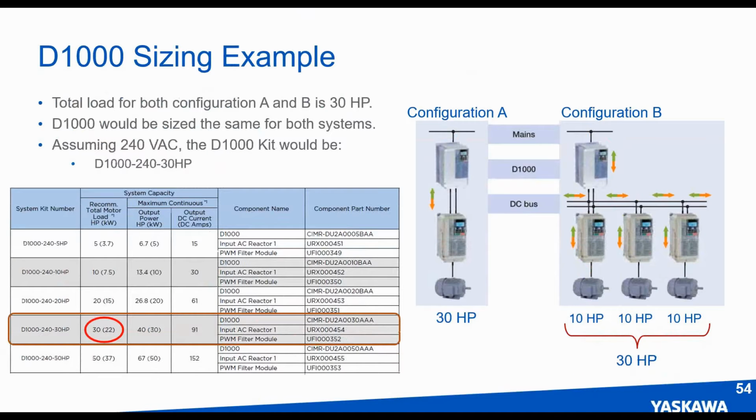Let's look at two similar systems here. Again, I mentioned the D1000 can do a one-to-one configuration and it can do a common bus. So let's assume we have a 30 horsepower motor in a one-to-one configuration, and then we also have a D1000 feeding a DC network of three 10 horsepower motors. So I've made it simple on myself. They're both totaling 30 horsepower. In this case, we go to our recommended total motor load horsepower column, slide down to 30 horsepower, and we see we need the D1000-240-30 horsepower.